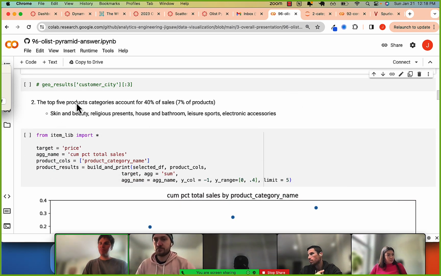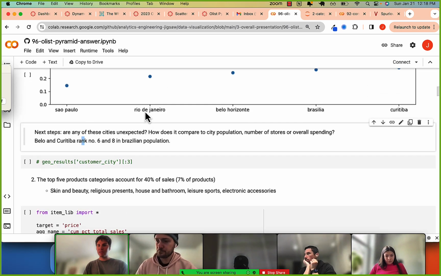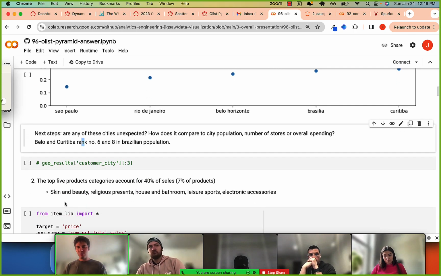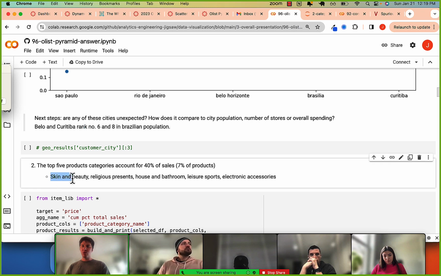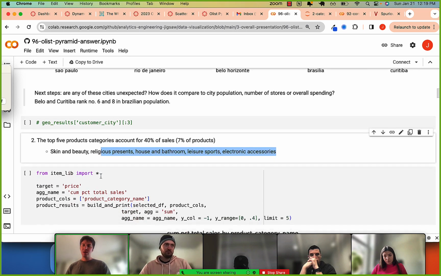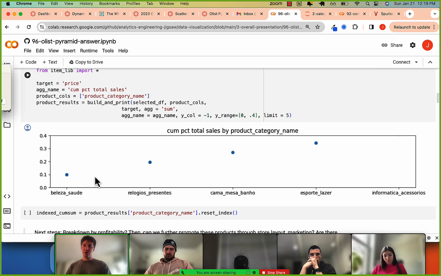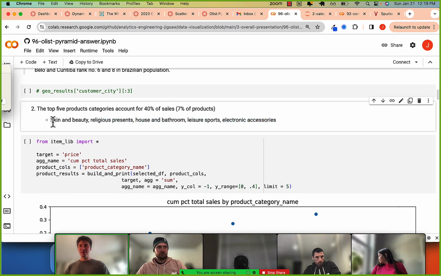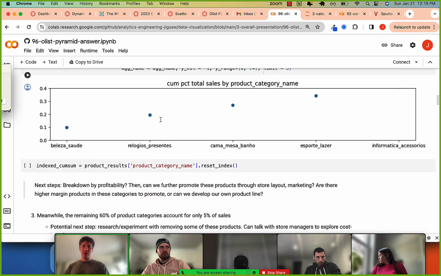And then same thing with the top 5 products, on our second point. Obviously I don't speak Portuguese, but I just Googled the translation of these: skin and beauty, religious presence, house and bathroom, leisure sports. This is why I say non-essential items. So you can then plot these and see that. But of course, it's a little tough to tell a story if you don't know what this stuff is, so you do want to Google it.